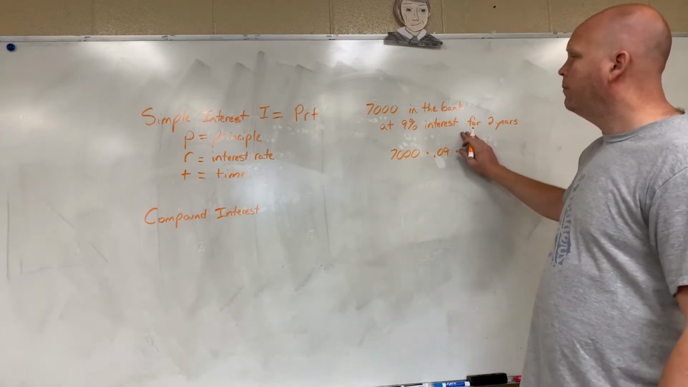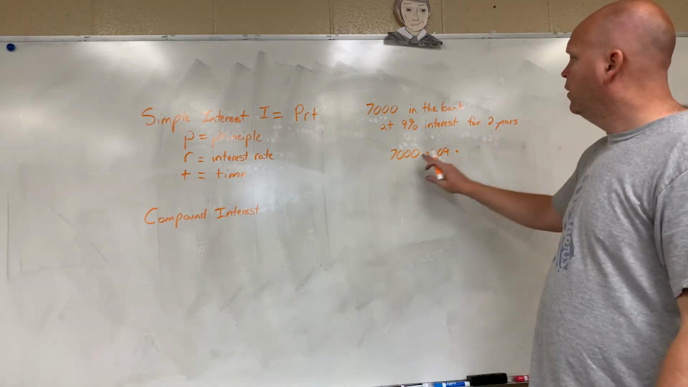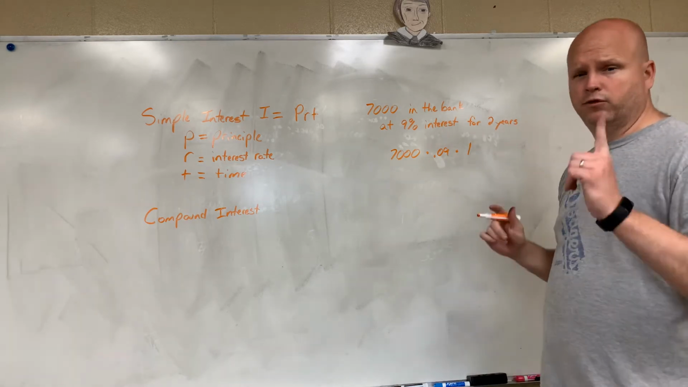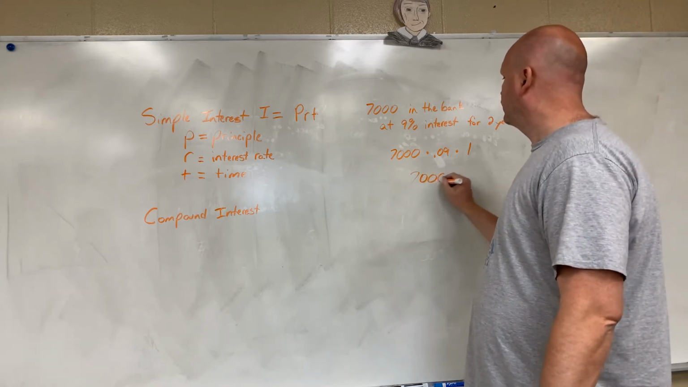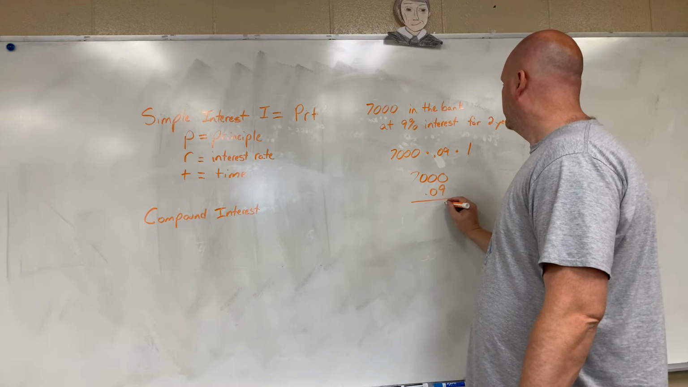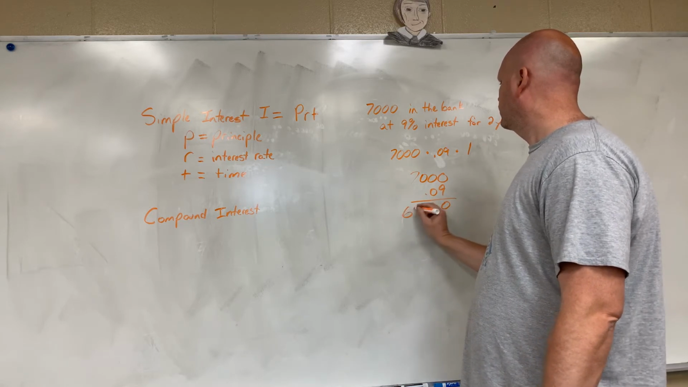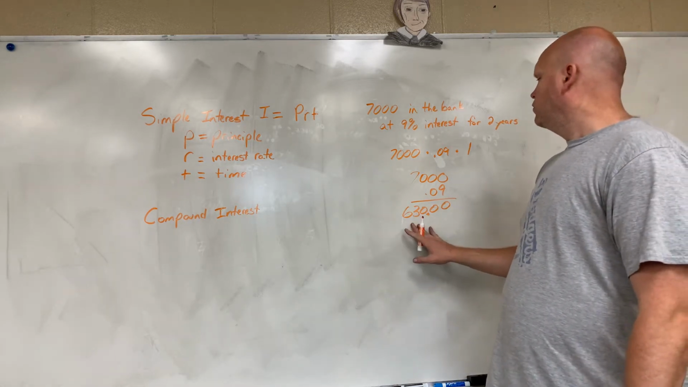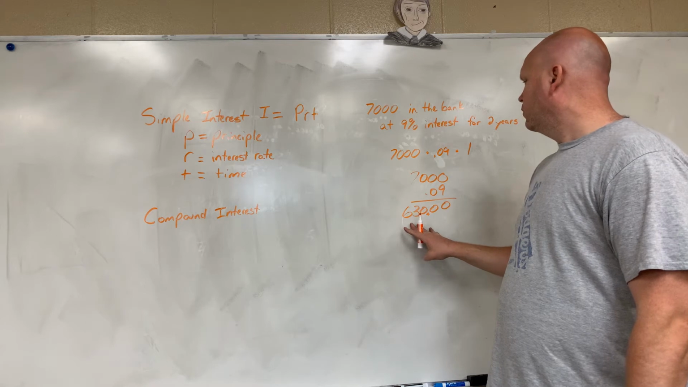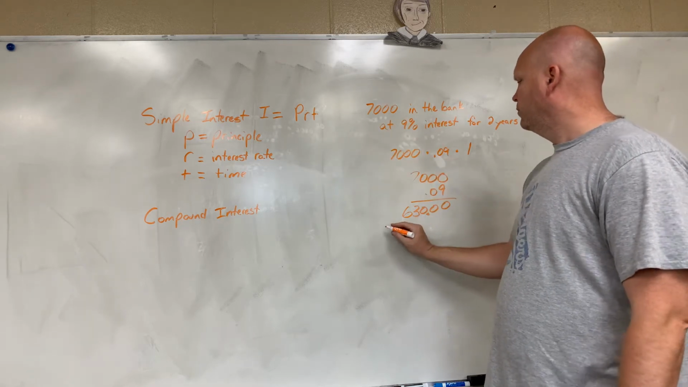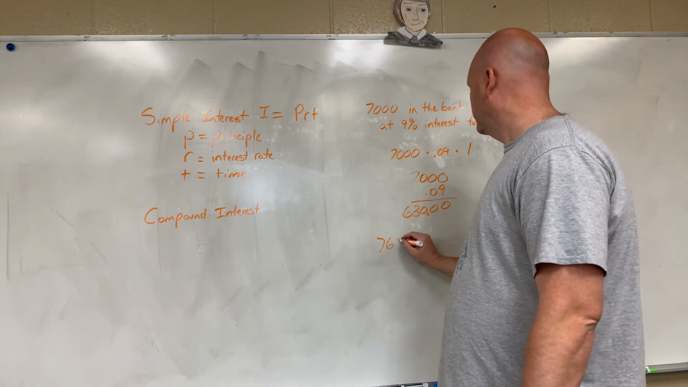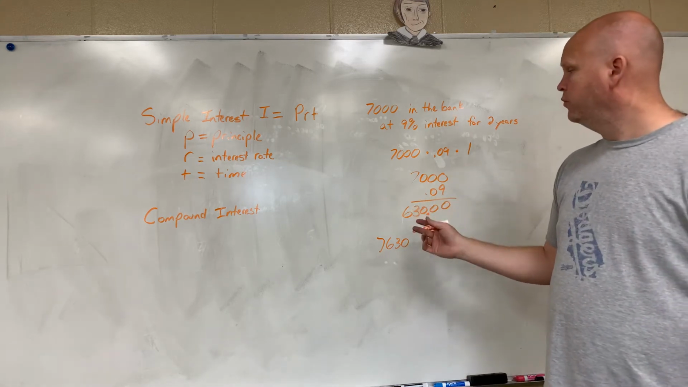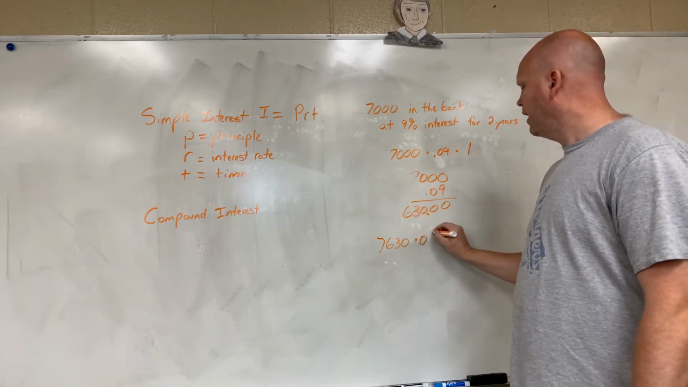So if this was compounded every year for 2 years, we would do 7,000 times 0.09 times 1, because it's just for 1 year. When we do that, we get 0.0063 and 2 decimal places, so $630. So with that, we then add that to the principal. So we would have $7,630 total.